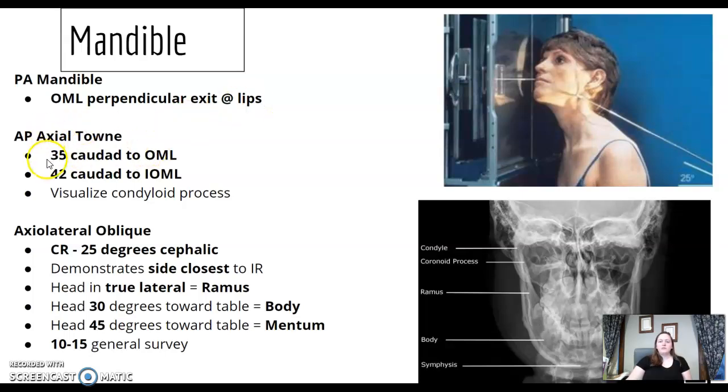The Towne is similar to the Towne of the skull. Instead of 30 and 37, it's 35 and 42. And remember what you're looking at here for the process. And obliques.